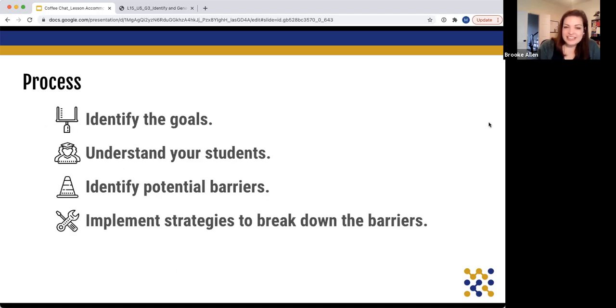So the process when we're thinking about accommodating a lesson involves these 4 steps. First, we need to identify the clear goal that we're trying to achieve with our lesson. We need to understand our students and their needs. We need to identify potential barriers that those students may meet in this particular lesson toward this goal, and then implement strategies to break down those barriers.